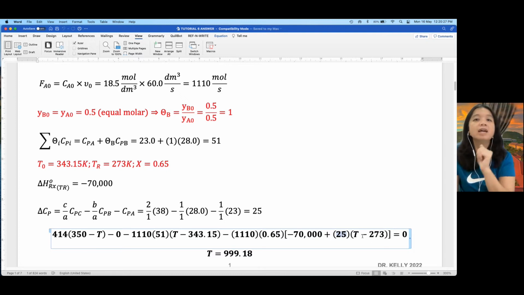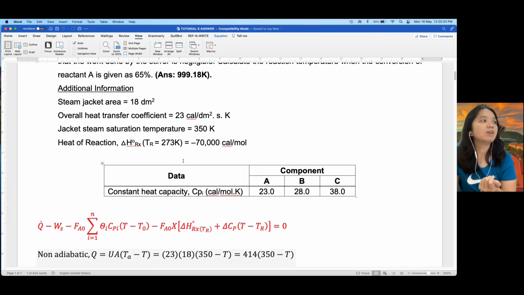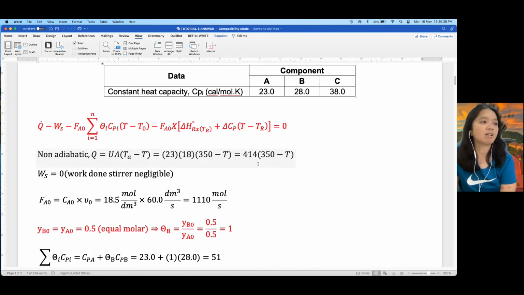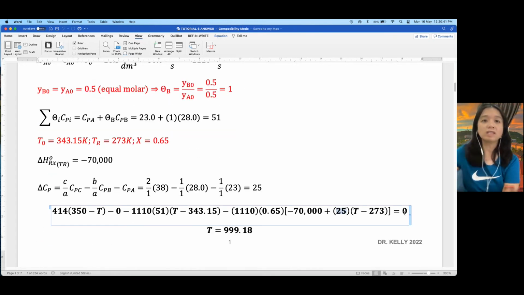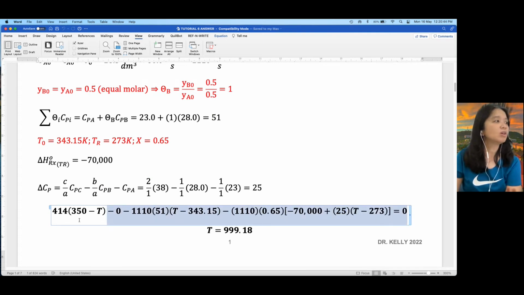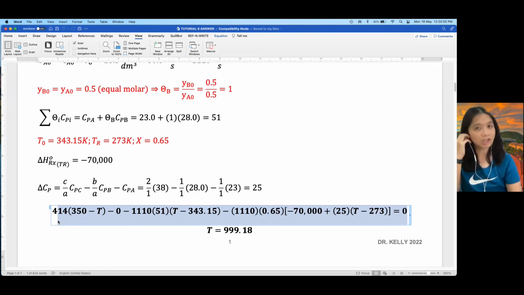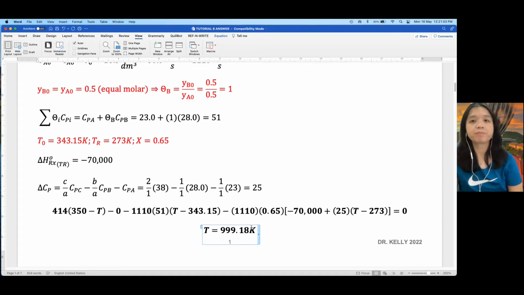So T, I leave it. TR is 273. TR is a reference temperature. You can look in our equation, they have written in the question TR as 273 Kelvin. So when you do all this, don't forget it's equal to 0. Make sure you correctly solve this. This can be quite tricky, right? Because we have bracket, we have sub-bracket. But if you correctly do this, you will get the outlet temperature or the reaction temperature as 999.18. I should write it is actually Kelvin. Okay, so we are done for question number 1.